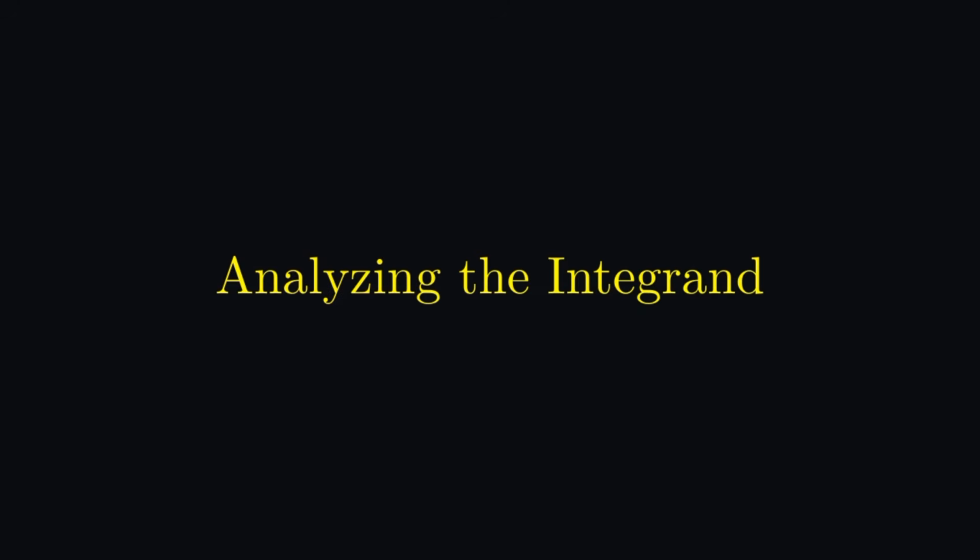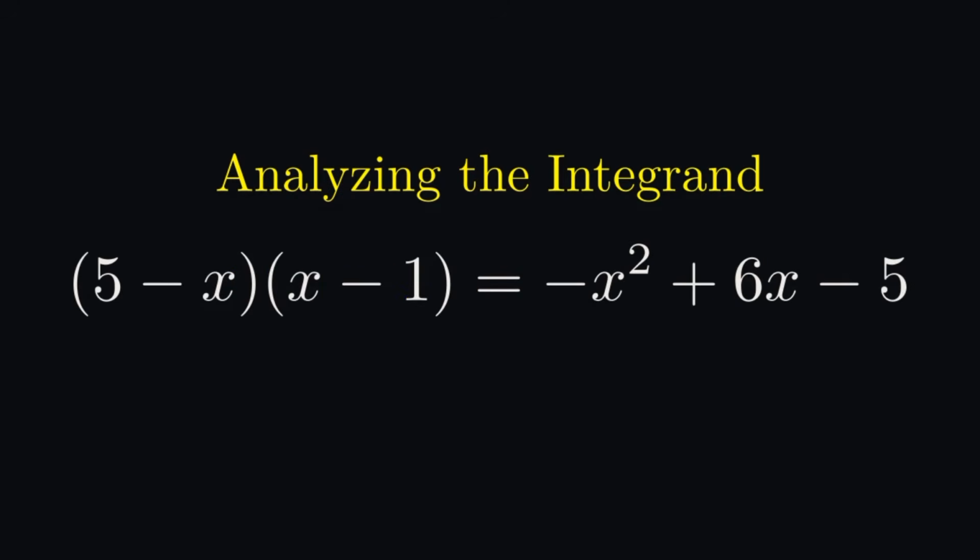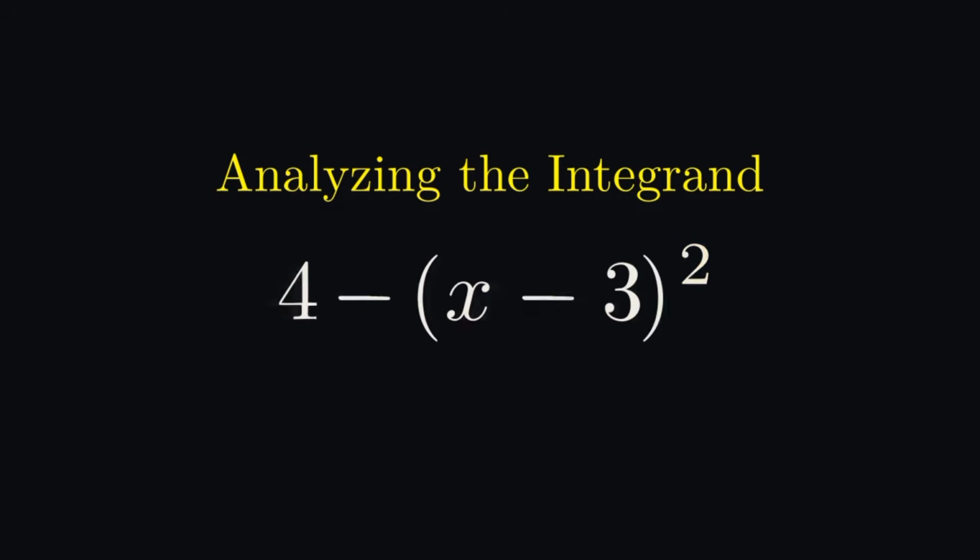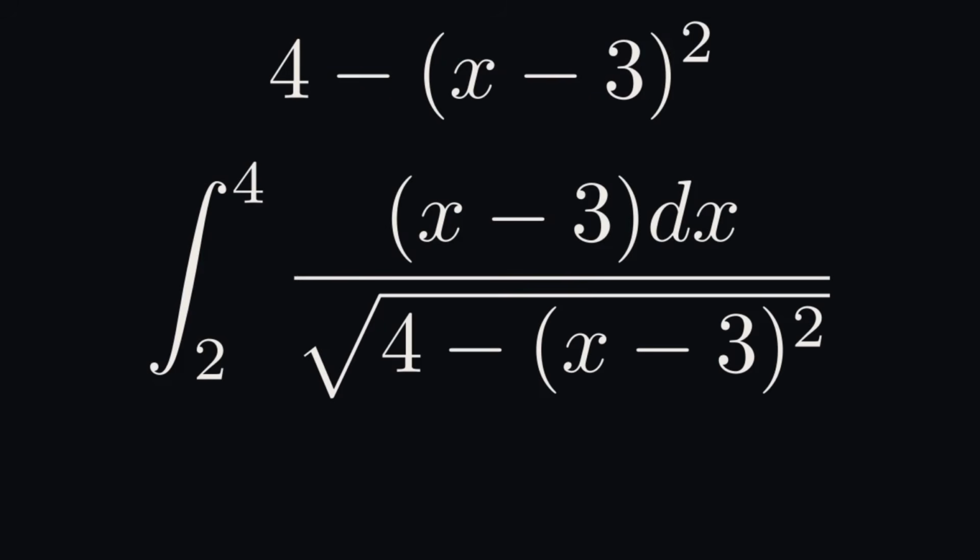Let's first analyze the expression under the square root. Expanding the product, we get negative x squared plus 6x minus 5. This quadratic expression suggests we can complete the square to simplify it. Completing the square for negative x squared plus 6x minus 5 gives us 4 minus the quantity (x minus 3) squared. Substituting this back into the integral, we have the integral from 2 to 4 of (x minus 3), divided by the square root of 4 minus (x minus 3) squared.